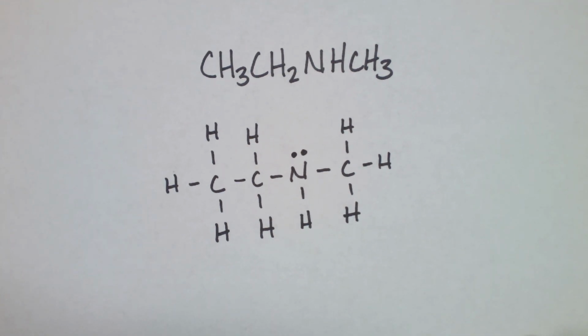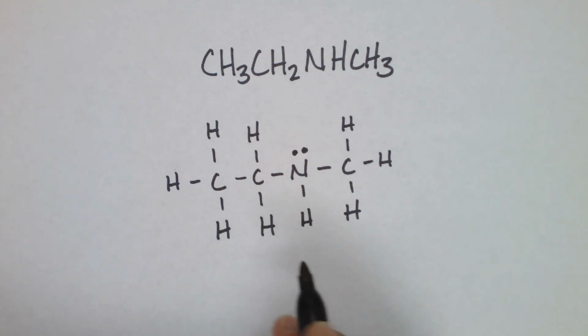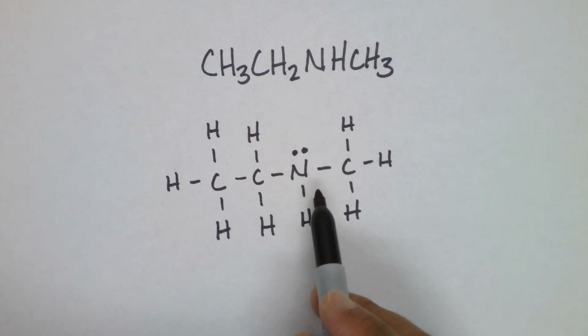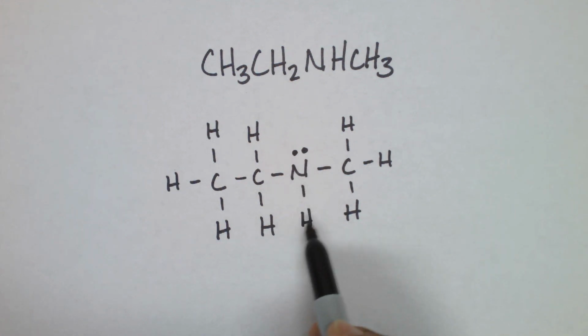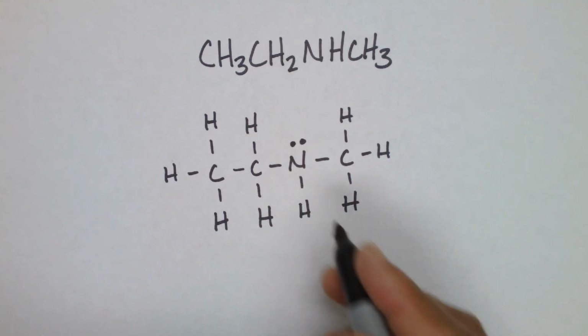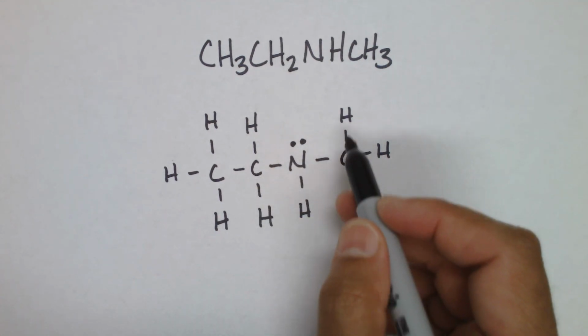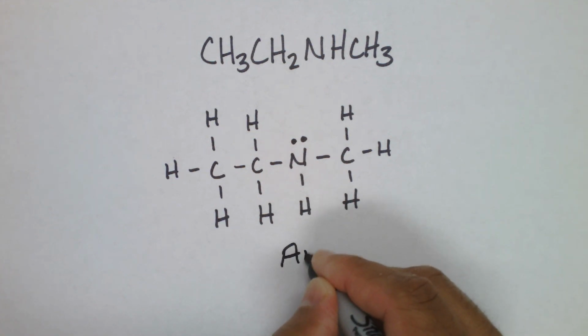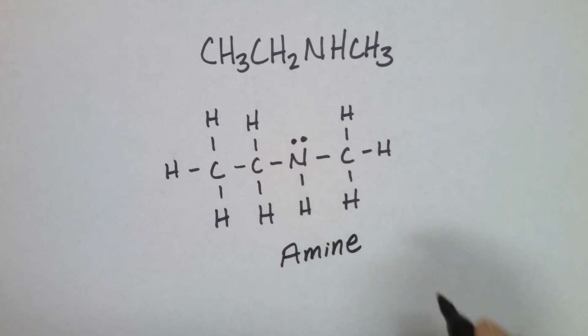So notice the nitrogen is not bonded to a carbonyl group. In this case, the nitrogen is bonded to two R groups and a hydrogen. Again, for nitrogens, the hydrogen can be considered an R group. And so when the nitrogen is bonded to three R groups, we'll call this an amine functional group.